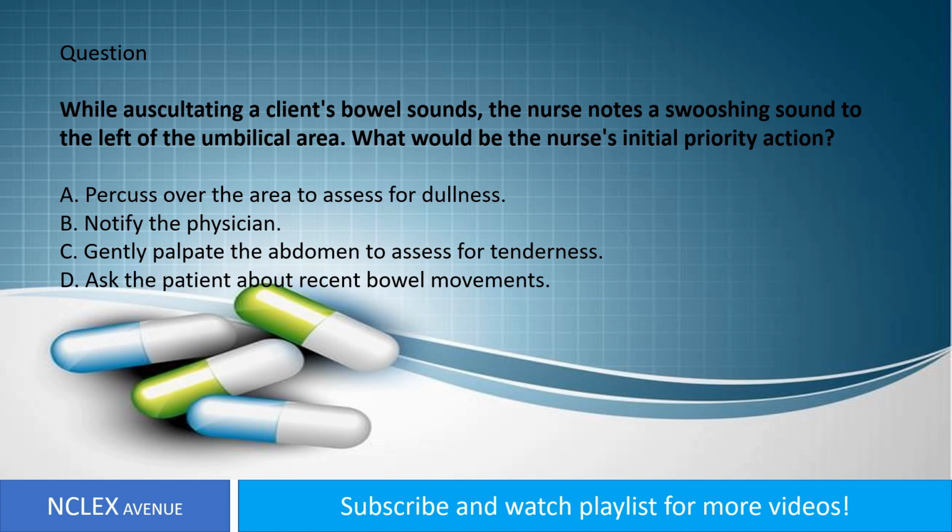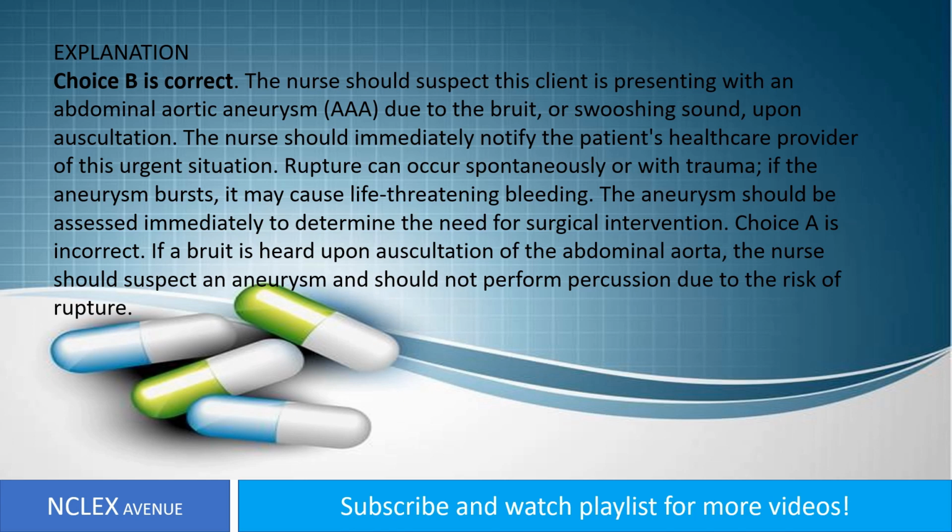Question. While auscultating a client's bowel sounds, the nurse notes a swooshing sound to the left of the umbilical area. What would be the nurse's initial priority action? A. Percuss over the area to assess for dullness. B. Notify the physician. C. Gently palpate the abdomen to assess for tenderness. D. Ask the patient about recent bowel movements.